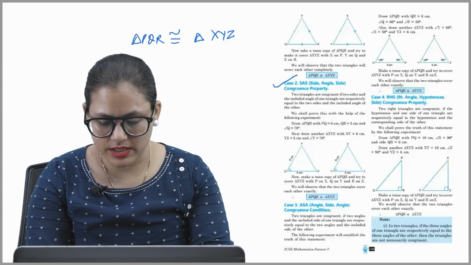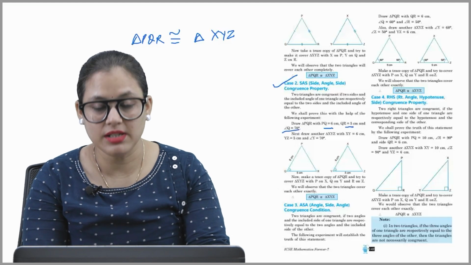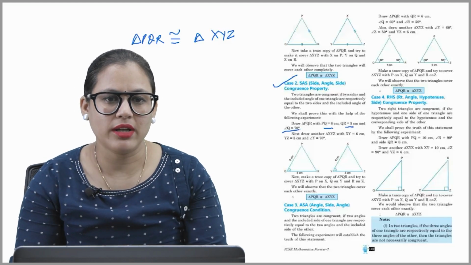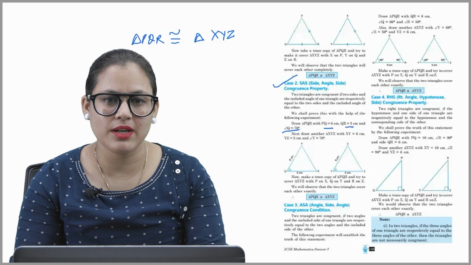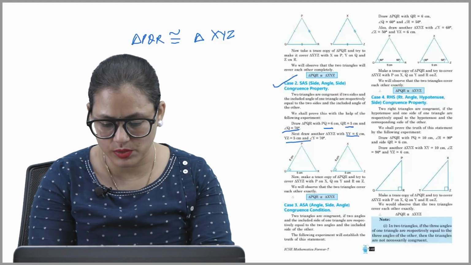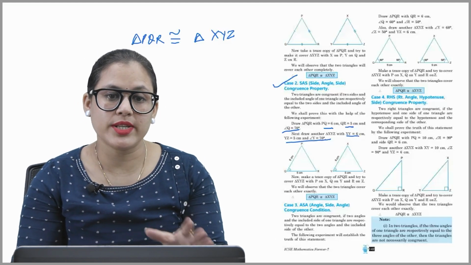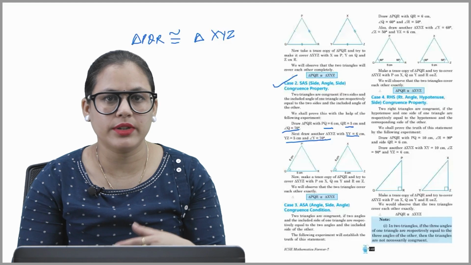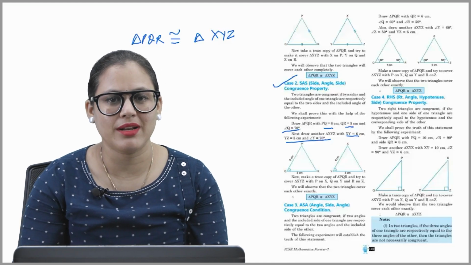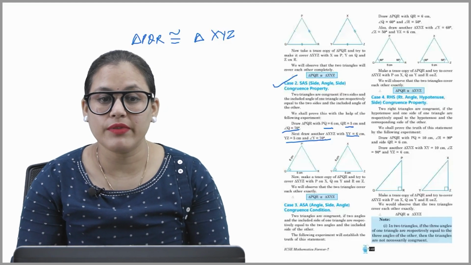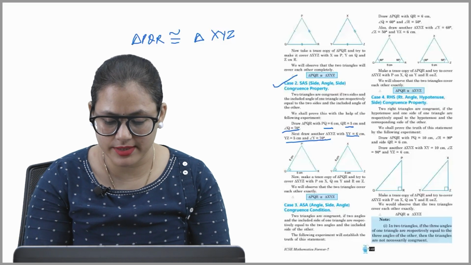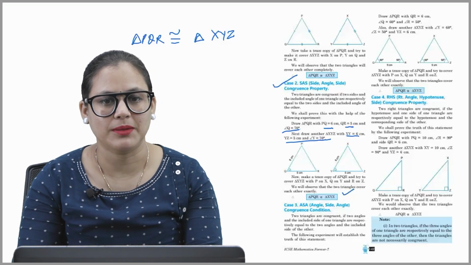One side is given 6 cm, the other side is 5 cm, and angle Q is given as 70 degrees. Next, draw another triangle XYZ with the sides and angle given. Now, make a trace copy of triangle PQR and try to cover XYZ with P on X, Q on Y and R on Z. You will observe that the two triangles cover each other exactly. That means triangle PQR is congruent to triangle XYZ.